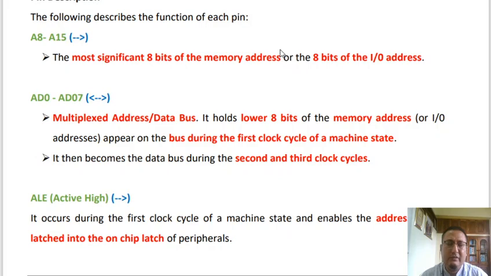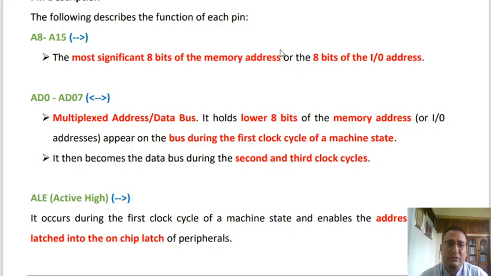Now A8 to A15 is used to hold the most significant 8 bits of the address or 8 bits of the IO address. A8 to A15 is a unidirectional line. Likewise, AD0 to AD7 are address data multiplexed lines.